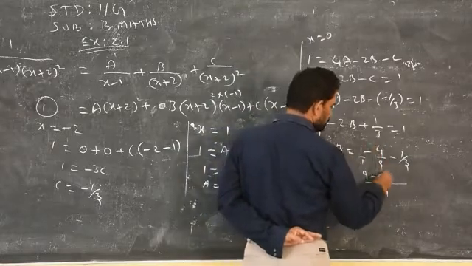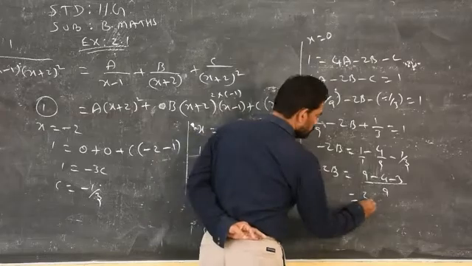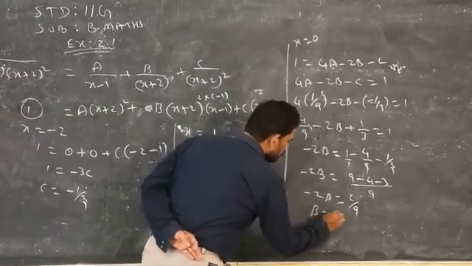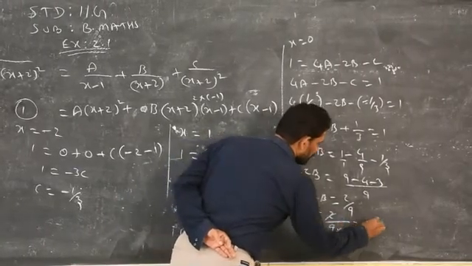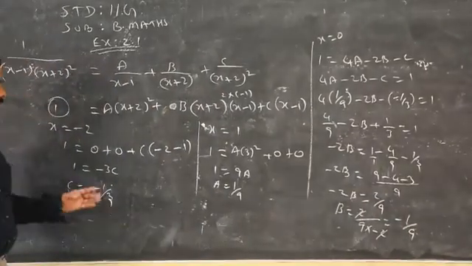9 will go only 1 time. So 4 here will come 3. Correct? So 9 minus 7, that is 2 by 9. So minus 2b, so b is equal to 2 by 9 into minus 2. 2 gets cancelled, you will get minus 1 by 9. So I know all the values. I found now a, b and c.